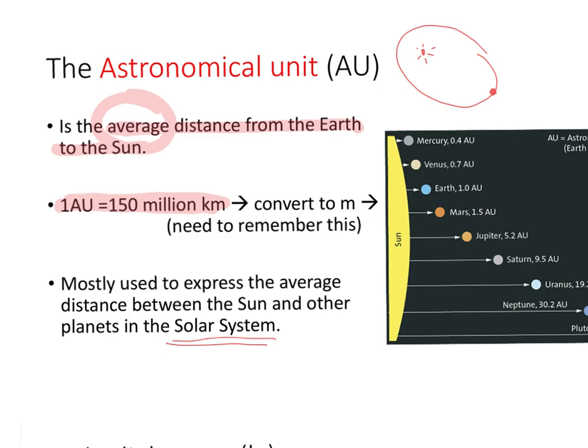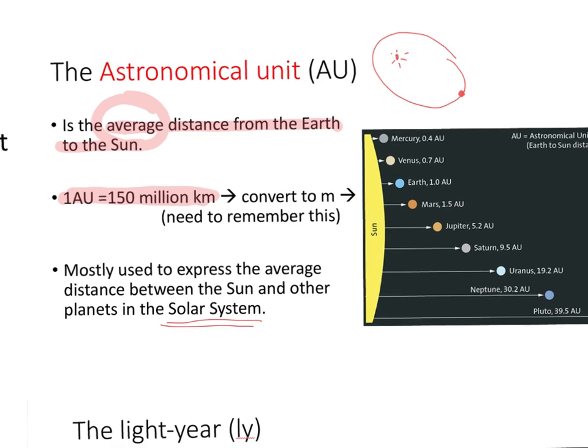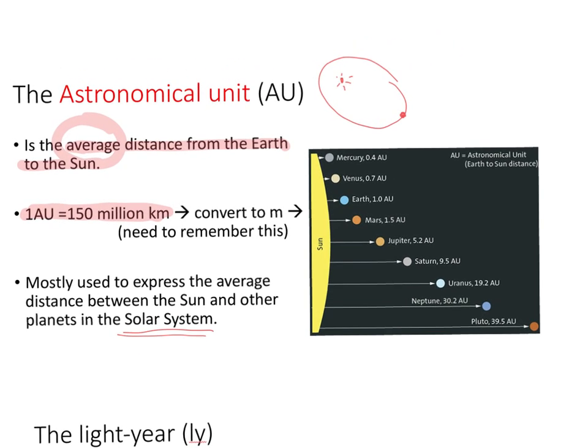And you can see an image here that shows some of the astronomical unit distances from the Sun to the different planets in our solar system, with Mercury being 0.4 astronomical units, Venus 0.7, the Earth obviously 1 astronomical unit because we define it as the average distance from the Earth to the Sun, and then from there it increases.